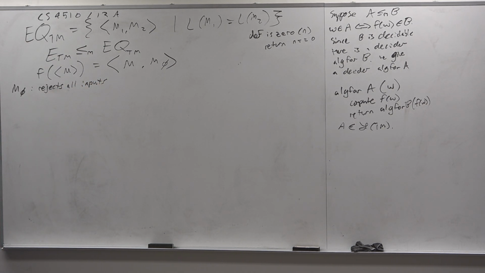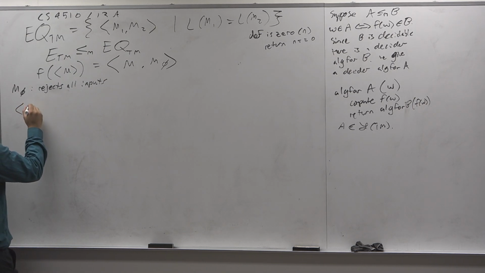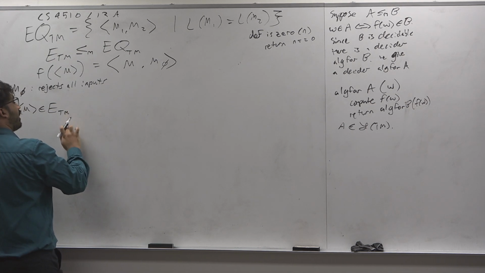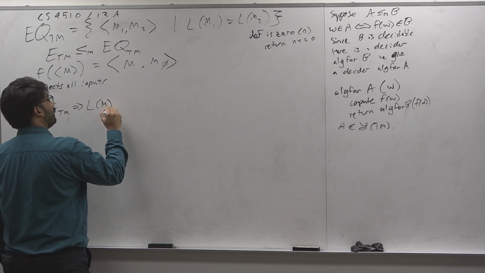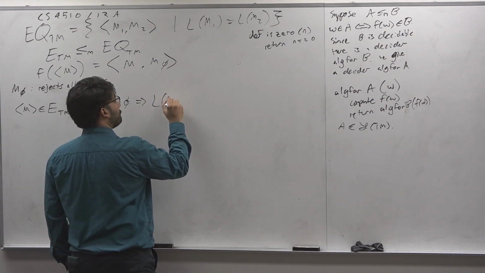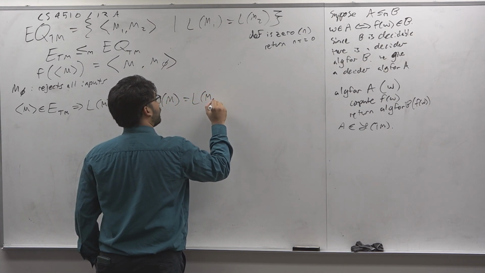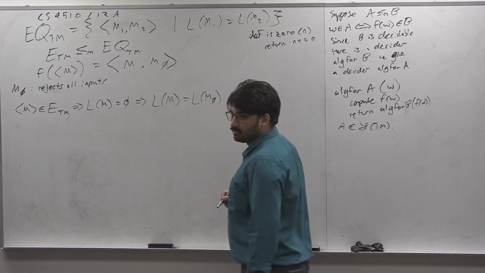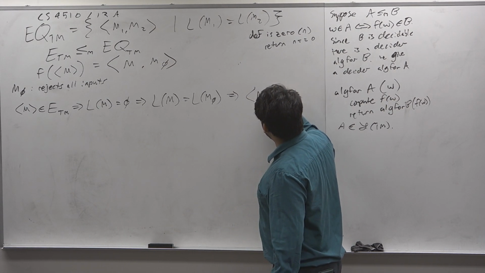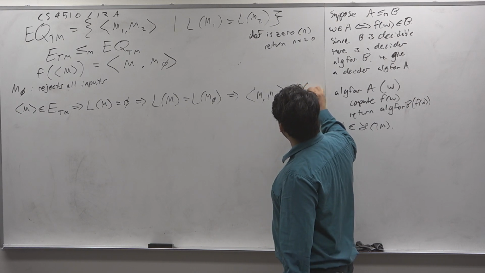Therefore, M is empty if and only if it equals, in the language sense, the machine that rejects all inputs, because this is empty. Let's just do the proof. If M is an element of ETM, then the language of M is empty. That implies that the language of M is equal to the language of M-empty-set, which implies that this pair of strings, M and M-empty-set, is in EQTM.